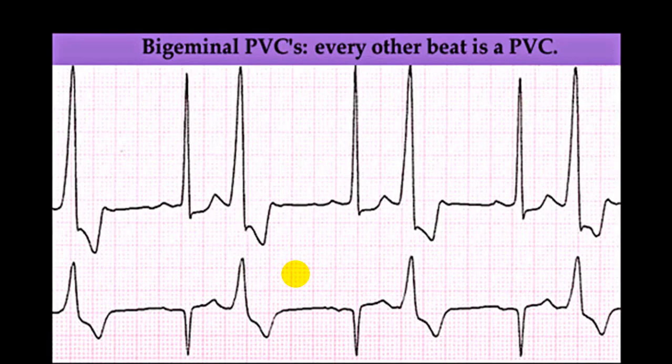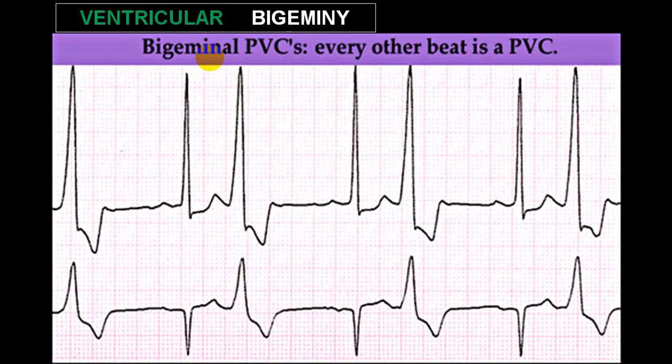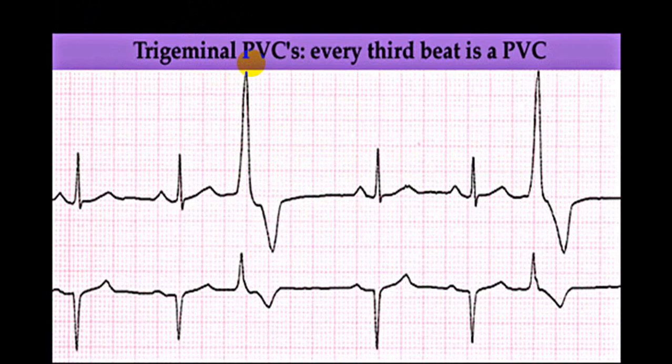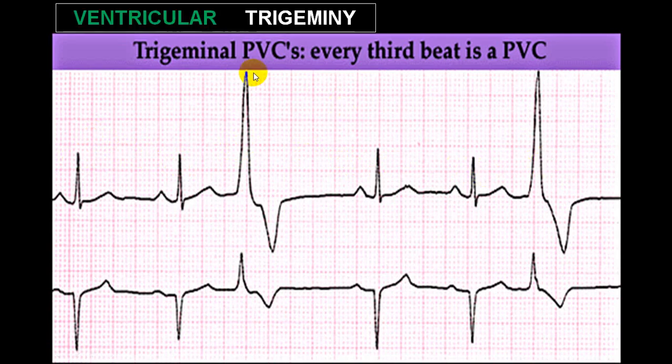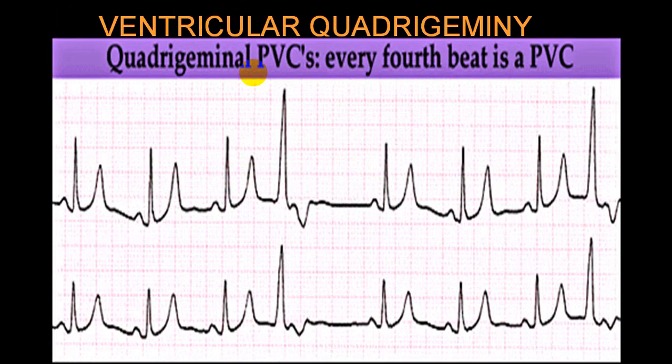This is triplets. Now you can see here a normal beat followed by a ventricular premature beat, normal, ventricular premature beat, normal, ventricular, meaning alternating. That's why this is called ventricular bigeminy. Here every third beat is a ventricular premature beat: normal, second normal, third abnormal, normal, normal, abnormal. So every third beat is abnormal, so ventricular trigeminy.